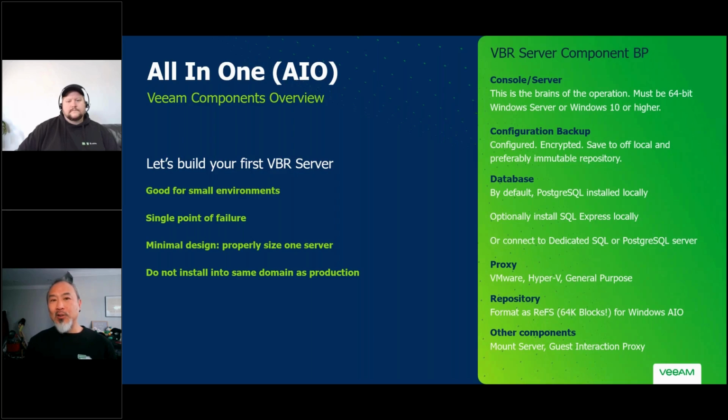When it comes to the repository, because this is a Windows-based server, the recommendation is to format your repository volumes as ReFS with 64K blocks. In addition, the other components that you may need to install or enable are things like the mount server or the guest interaction proxy. So that's a high-level overview of what goes into an all-in-one deployment.